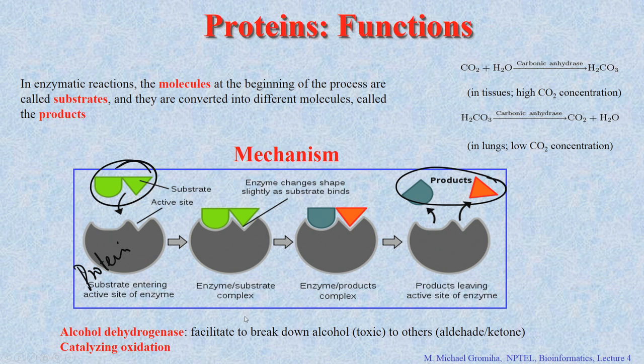And there are different types of enzymes. For example, one is alcohol dehydrogenase. This enzyme facilitates the breakdown of alcohol, because alcohol is toxic, into others like aldehydes or ketones, right. So, if you want to consume alcohol you should have this enzyme, alcohol dehydrogenase, because otherwise alcohol is toxic, so that is a problem. If you have this enzyme, it will convert it into aldehydes or ketones, right. Enzymes also catalyze various processes like oxidation and so on.